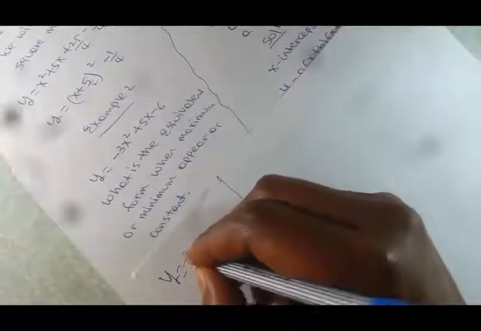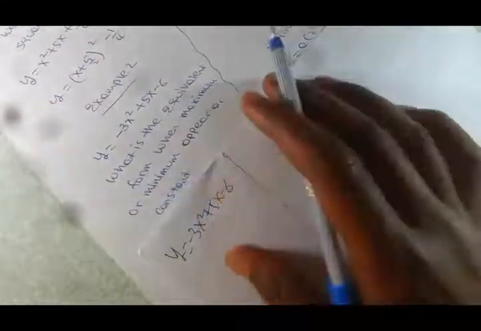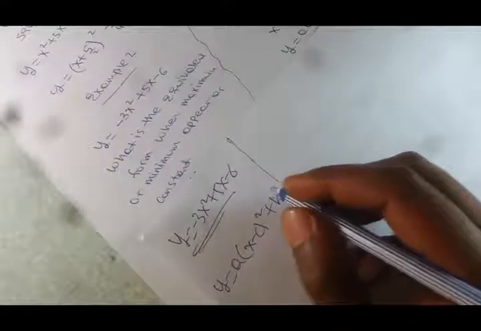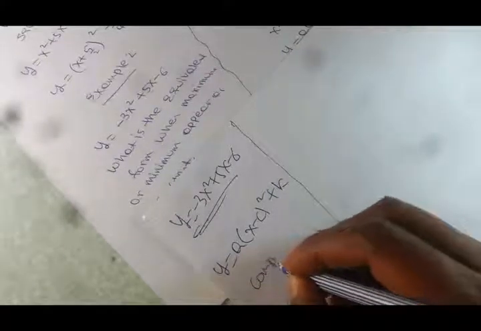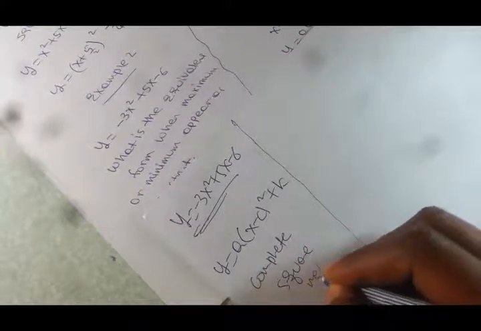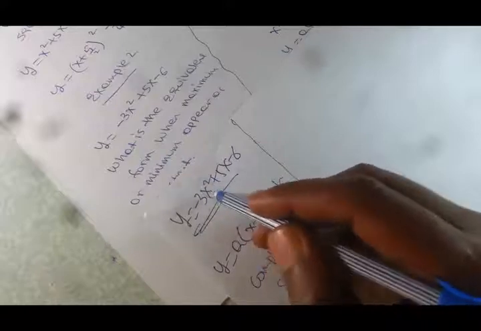And example 2 says that it is given y is equal to minus 3x square plus 5x minus 6, and we are asked to find the equivalent form when the minimum or maximum appears. That means writing this expression in the form of y is equal to a(x minus c) the whole square plus k, and we have to use the method known as the complete square method.